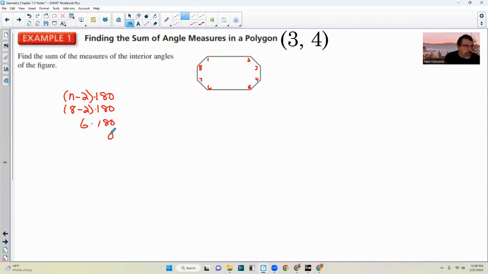And 6 times 8 is 48. Carry the 4. 6 times 1 is 6, plus 4 is 10. So there is a sum of 1080 degrees. Okay. And that's how you determine the sum of the angle measures of a polygon. So now you should be able to do problem numbers 3 and 4 in the exercises.